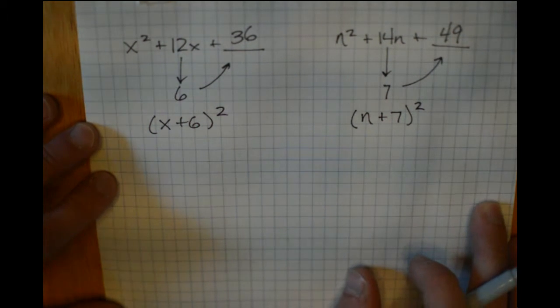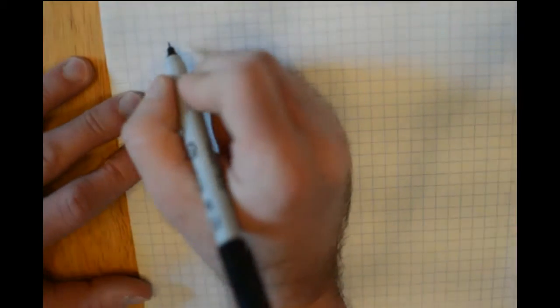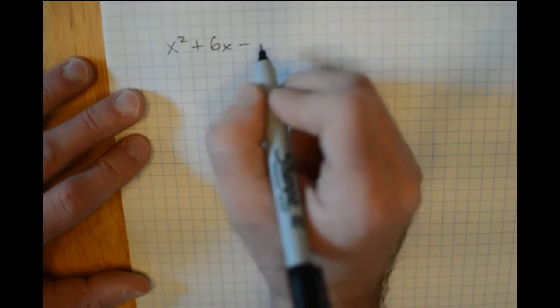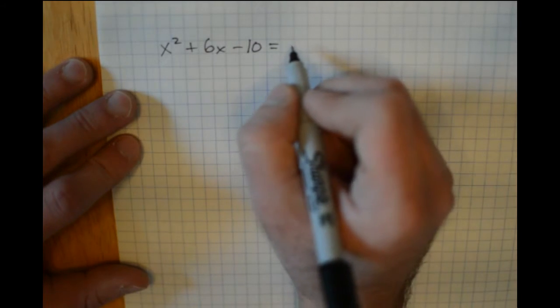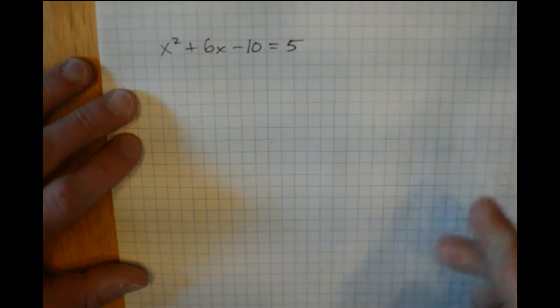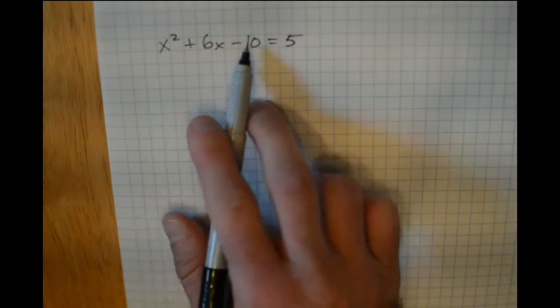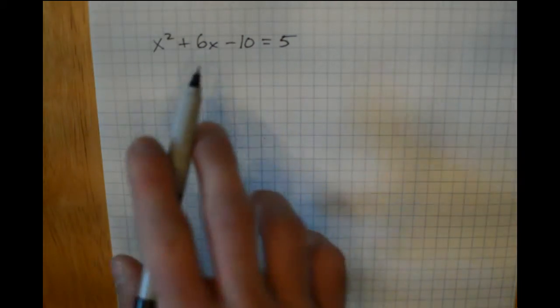Now let's take a look at how this is going to help us solve some equations. So let's take a look at an example. Let's say we have x squared plus 6x minus 10 is equal to, oh, I don't know, 5. Now, right now, this is not a perfect square trinomial, so there's no way to factor this as a perfect square like we did before.